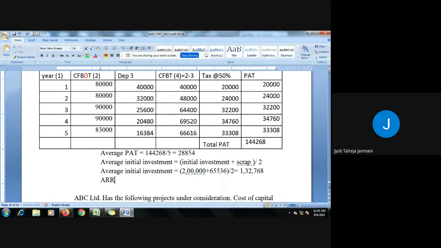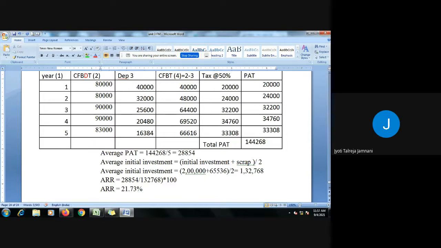So ARR is equal to average PAT, which was 28,854, divided by average investment 1,32,768, into 100. So ARR you will get as 28,854 divided by 1,32,768 into 100. So we get 21.73%. So this is how you have to find the accounting rate of return if the scrap value is given.